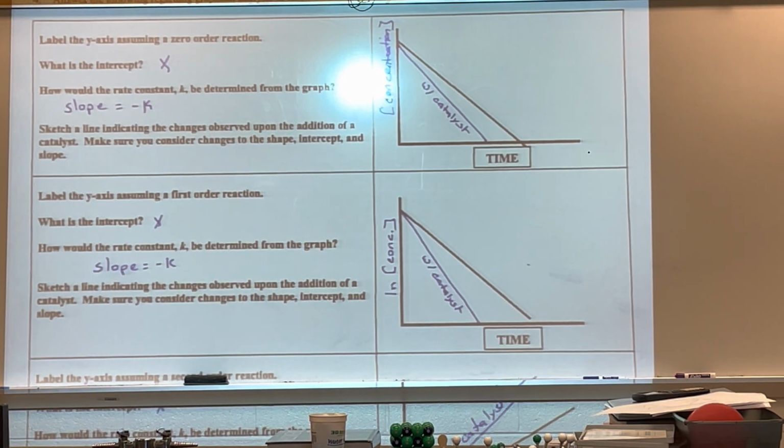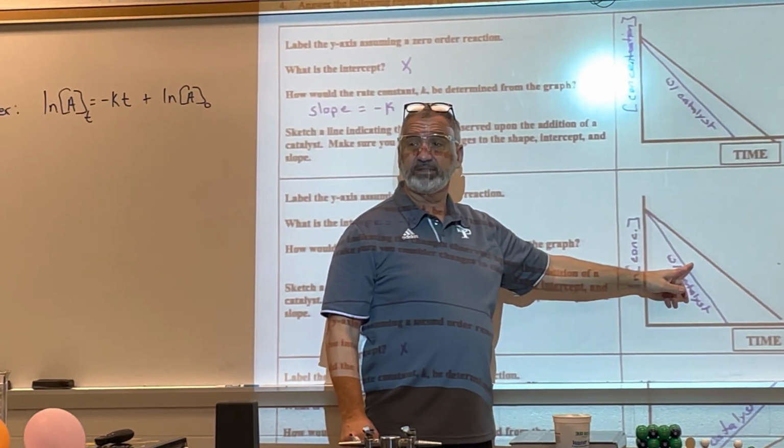For a first order, remember what it is? The natural log of the concentration of A at any time t is equal to negative kt. I can never remember if it's plus or minus. I think it's plus ln of A initial. Okay? So, when we compare the natural log to time, we get a straight line.